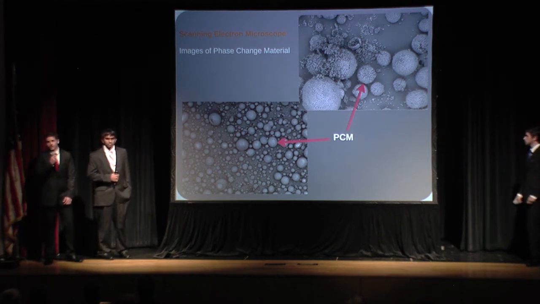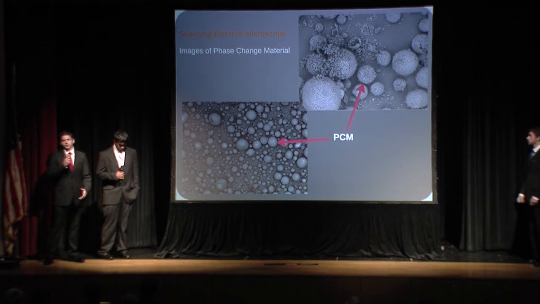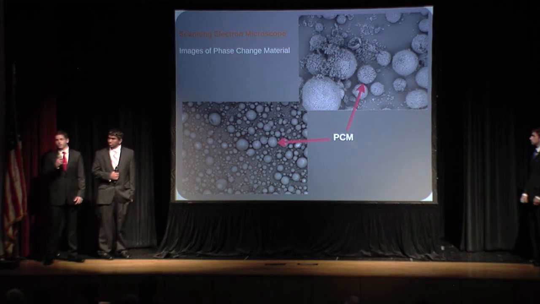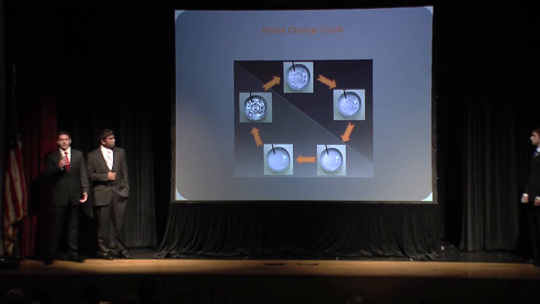The PCM we worked with was an acrylic shell with a paraffin wax core, and when the temperature reached 73 degrees, the wax inside melted and it stored the heat. When the temperature dropped below 73 degrees, it went back to a solid and released the heat back, keeping the room at a constant temperature.